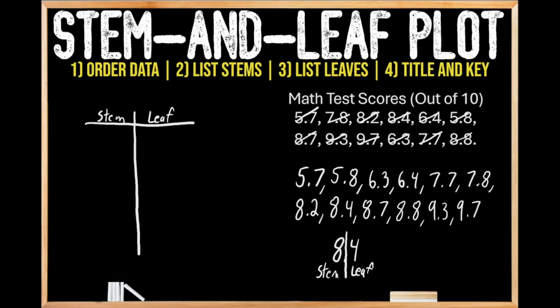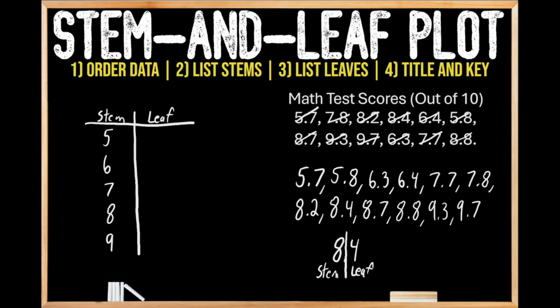And our lowest data point here is 5, and our highest data point here is 9. So that means that our stems are going to range from 5 to 9. So we're going to write them over here in ascending order. So we have 5, 6, 7, 8, and 9. So now that we've listed our stems in order from least to greatest, we're ready to go ahead and start listing our leaves for step number 3.